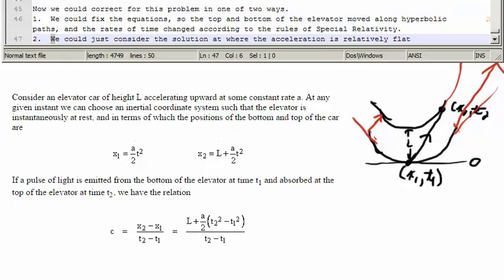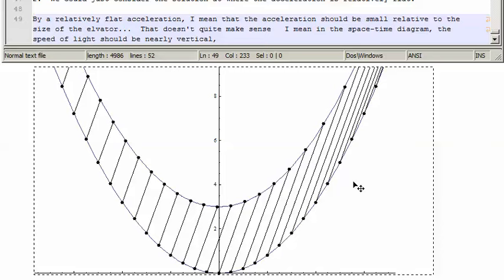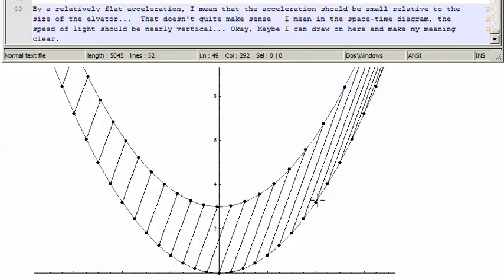Okay, by relatively flat acceleration, I mean the acceleration should be small relative to the size of the elevator. But that doesn't quite make sense. I mean, in the space-time diagram, the speed of light should be nearly vertical. Okay, maybe I can draw on this and make my meaning clear. Right now, this line is significantly longer than this line. But if the speed of light were much higher in this diagram, then the photon would not take any time at all on this scale to move from the bottom to the top of the diagram. And if that were the case, then all of these lines would be the same length.